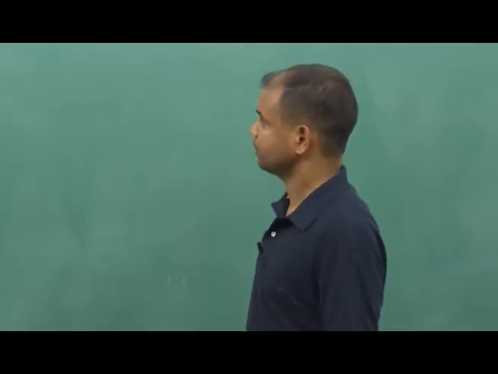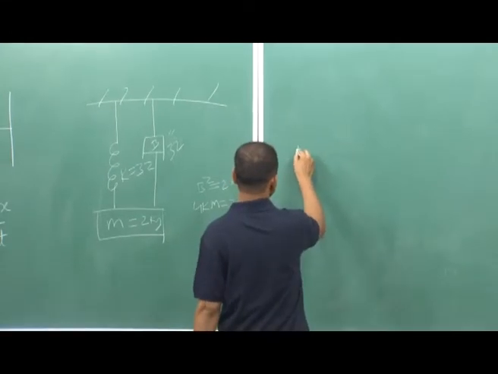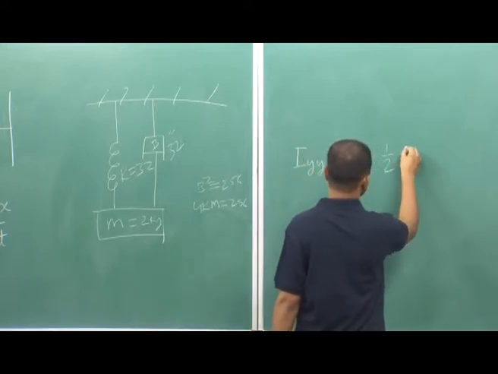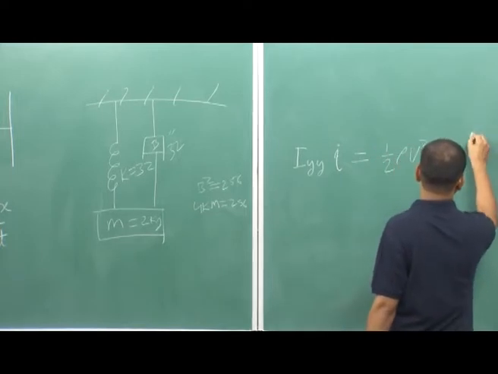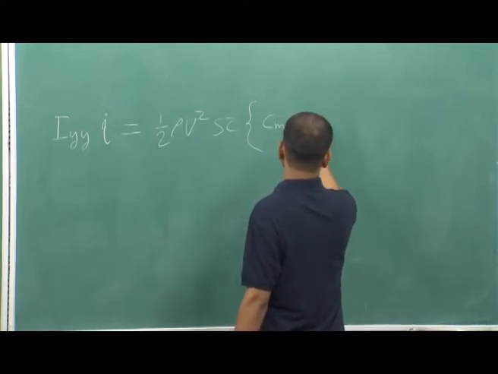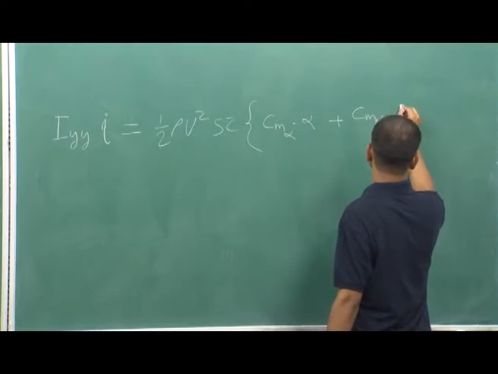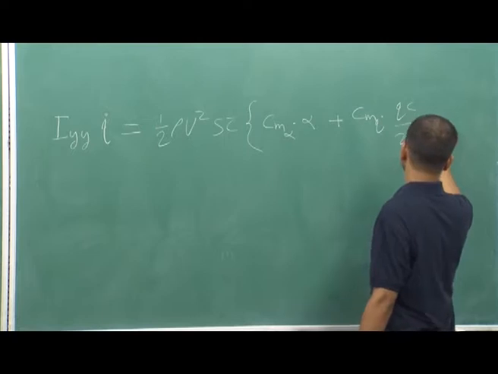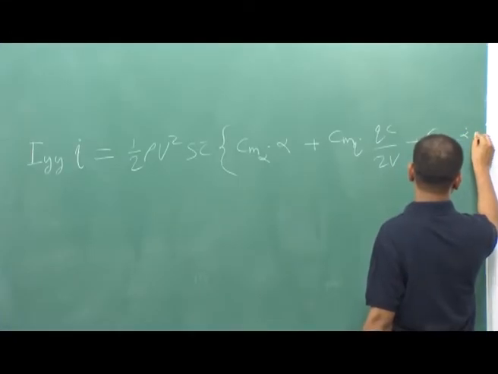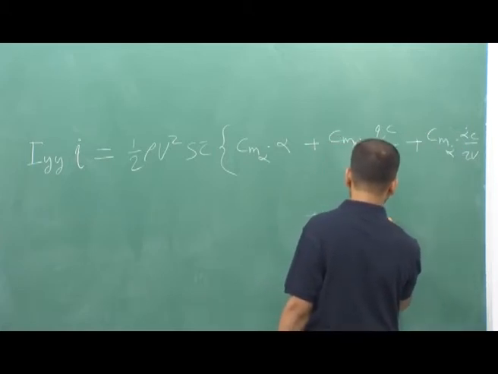If I try to visualize the longitudinal, pitch only, motion of the aircraft, if you remember the equation: Iy q dot is equal to half rho v square s c bar multiplied by Cm alpha into alpha plus Cm q into q c by 2b plus Cm alpha dot into alpha dot c by 2b plus Cm delta e into delta e.